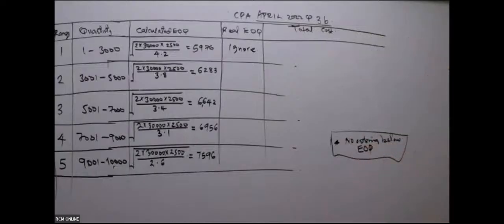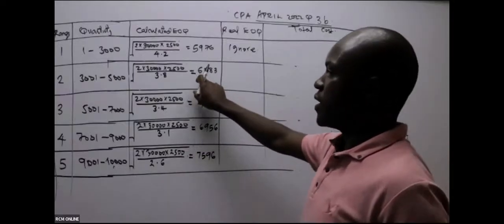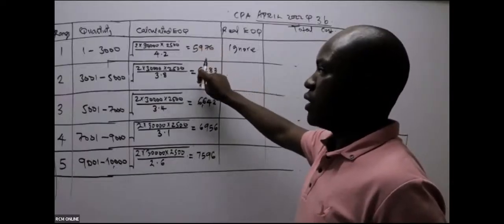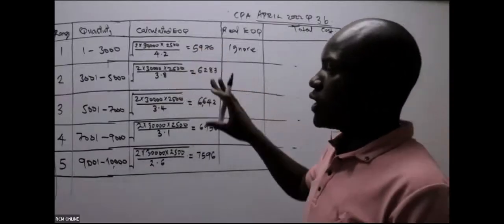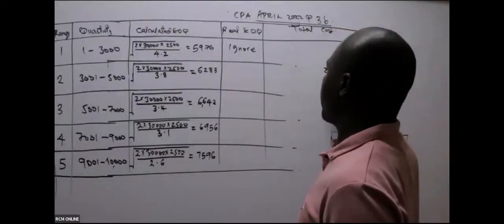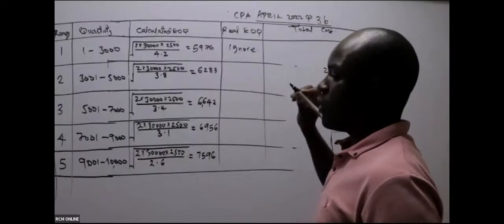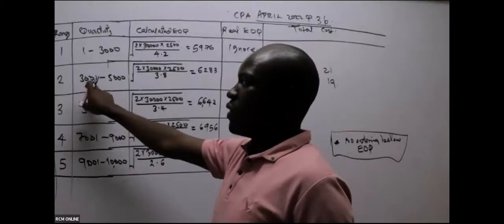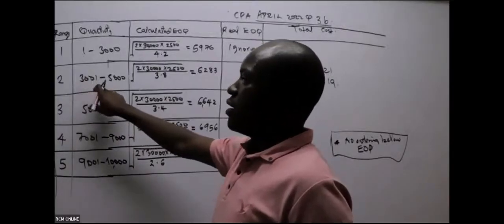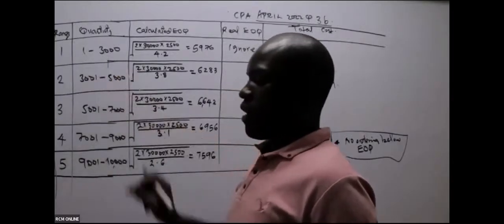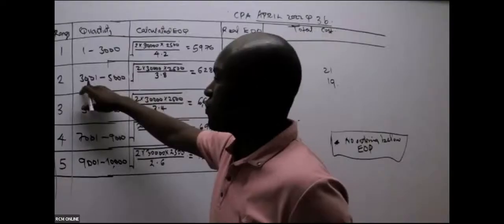Let's go to range 2. Our economic order quantity is 6,283, the calculated one. Now, for you to be able to enjoy a discount so that you can purchase these goods from 21 shillings per unit to 19 shillings per unit, you must make an order that is equal to 3,001 or greater than 3,001, but less than or equal to 5,000. It must be within this range.